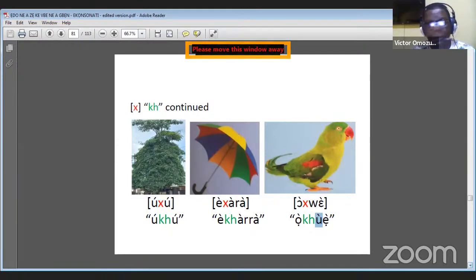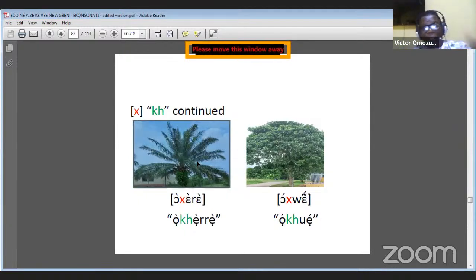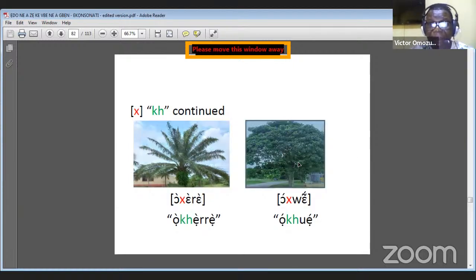Okay, we'll continue. Ologan, the palm tree, is big, taller than this. But this one is still growing at this stage. And here, Ochere. Then, Erana is another very common tree in Edo.